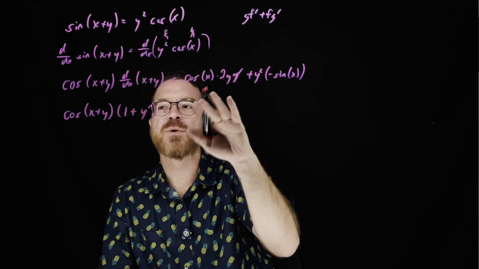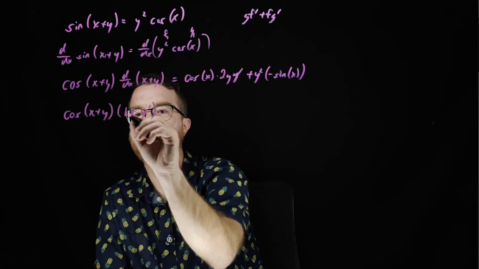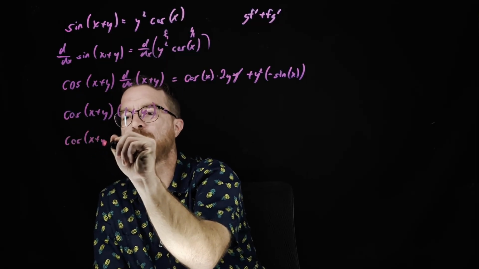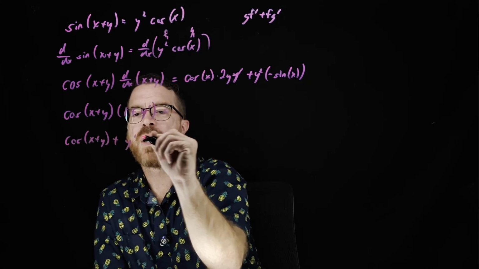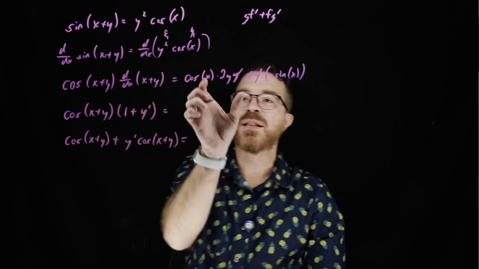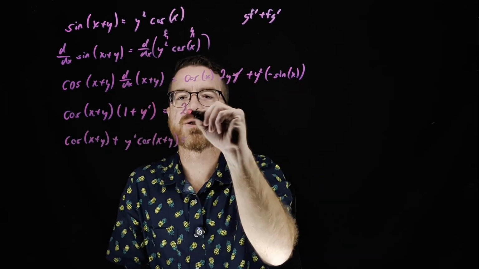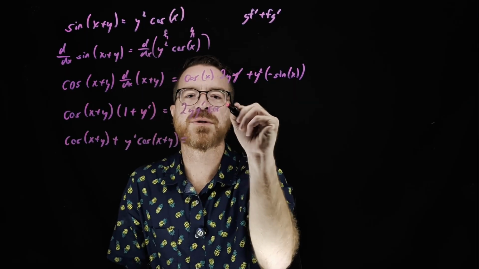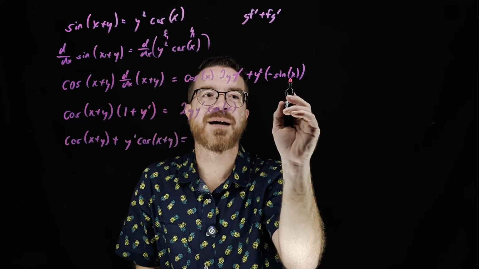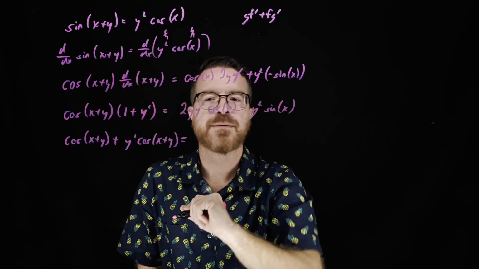And then I'm going to simplify this a little bit. First, on the left side, I'm going to continue to this side. I'm going to distribute the cosine, so cosine of 1, so this is just going to be cosine of x plus y, plus y prime cosine of x plus y. On my left side, I have 2y prime. I'm just going to pull that to the front. This is going to be 2y prime cosine of x plus y squared times minus sine. So this is going to be minus y squared sine of x.